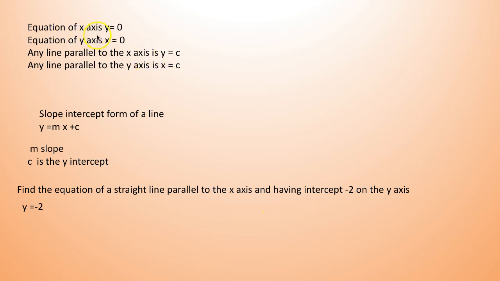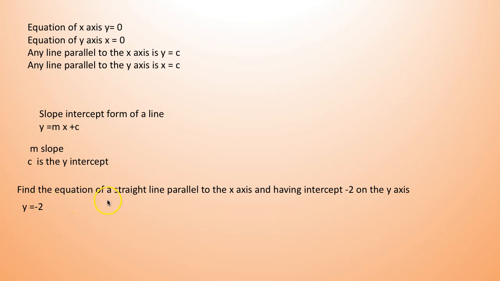Equation of the x-axis is y equal to 0. Equation of the y-axis is x equal to 0. So any line parallel to the x-axis has equation y equal to c. Any line parallel to the y-axis has equation x equal to c. And we also have the slope-intercept form of a line, which is y equal to mx plus c, where m is the slope and c is the y-intercept.